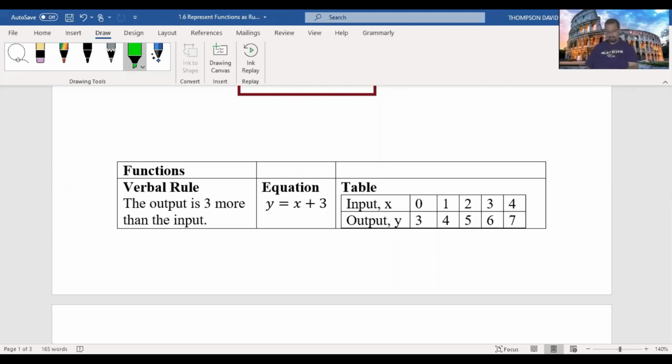In our table, we can say our input is x, and our inputs could be 0, 1, 2, 3, and 4. And our output, which is y: if we plug in 0, we get 3, 4 when we plug in 1, 5 when we plug in 2, 6 when you plug in 3, and 7 when you plug in 4.